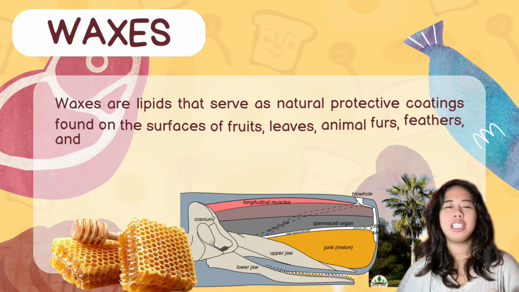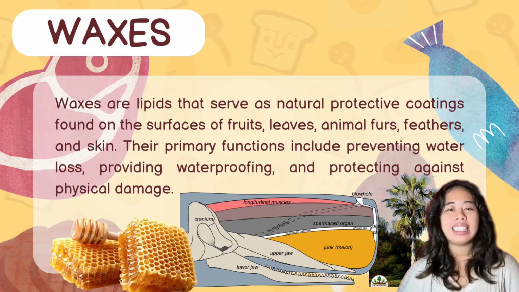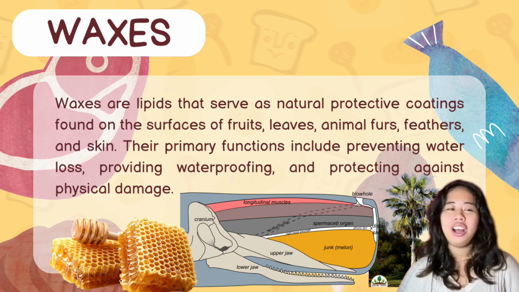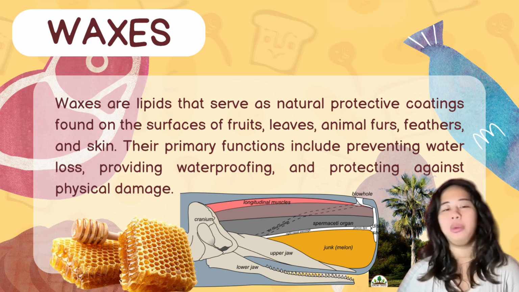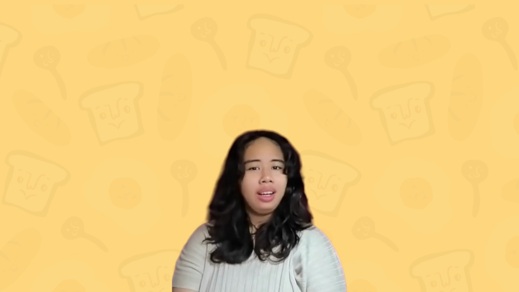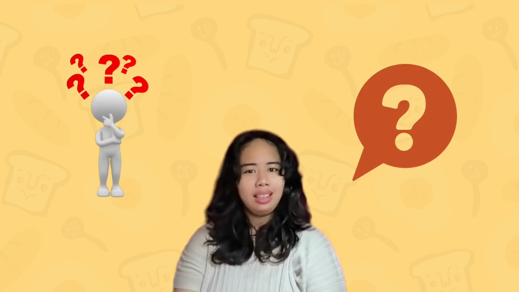Waxes are a special type of lipid which act as a protective natural coating. You can find them on the surfaces of fruits, leaves, animal fur, feathers, and even on our skin. Their main job is to prevent water loss, waterproof surfaces, and protect against physical damage like scratches and environmental exposure. First, what are waxes, chemically speaking?